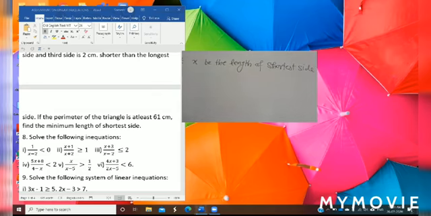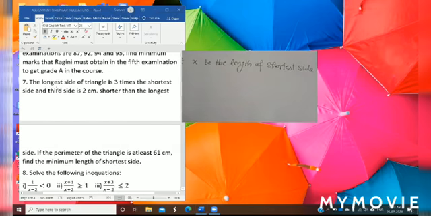And then here it is given the longest side is 3 times the shortest side. So write about the longest side. Longest side is equal to 3x. Write it.